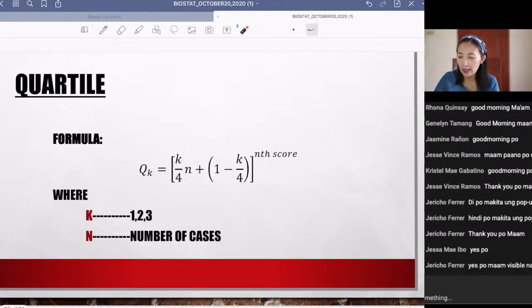The formula in identifying the first, second, or third quartile is this: Q sub k is equal to k, referring to 1, 2, or 3, over 4, times n, the number of cases, plus 1 minus k, depending upon whether you wish to identify the first, the second, or the third, and that gives the nth score. Why 4? Because remember, like what we said a while ago, quartiles divide the distribution into 4 equal parts. Okay?